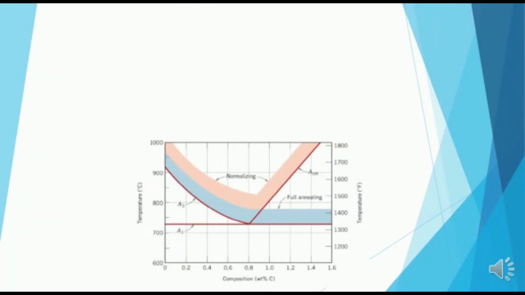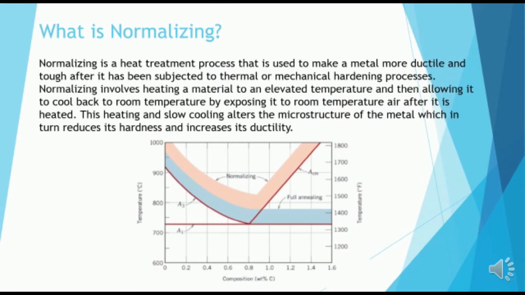What is normalizing? Normalizing is a heat treatment process that is used to make a metal more ductile and tough after it has been subjected to thermal or mechanical hardening processes. Normalizing involves heating a material to an elevated temperature and then allowing it to cool back to room temperature by exposing it to room temperature air after it is heated. This heating and slow cooling alters the microstructure of the metal, which in turn reduces its hardness and increases its ductility.